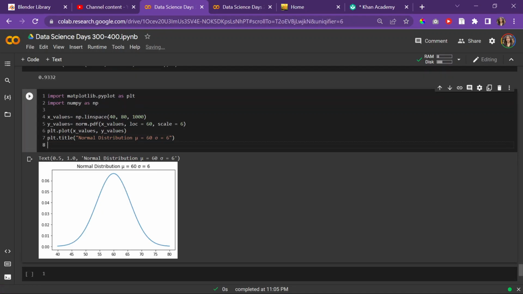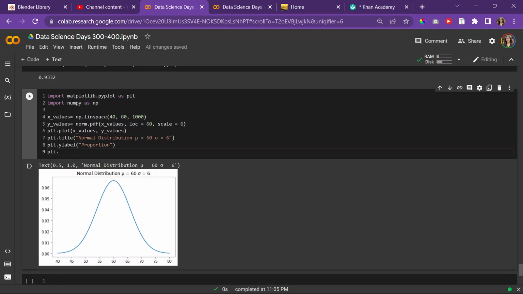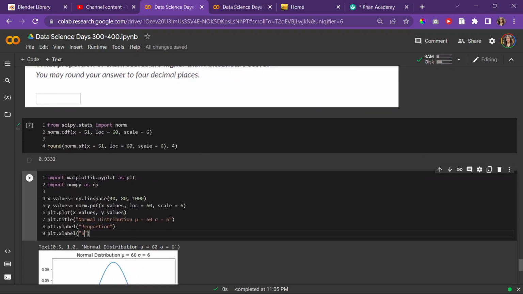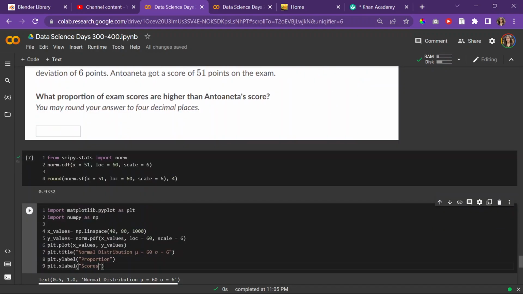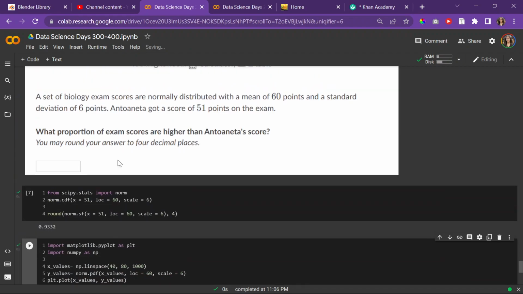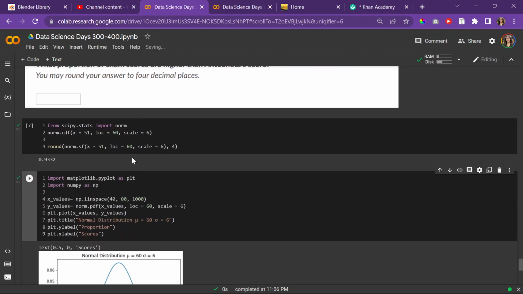And then I could also do plt.ylabel and set that to proportion. Did I spell that right? And then plt.xlabel. Well, in this case, actually, the x label is, or basically are the scores, right? And then the y is the proportion.